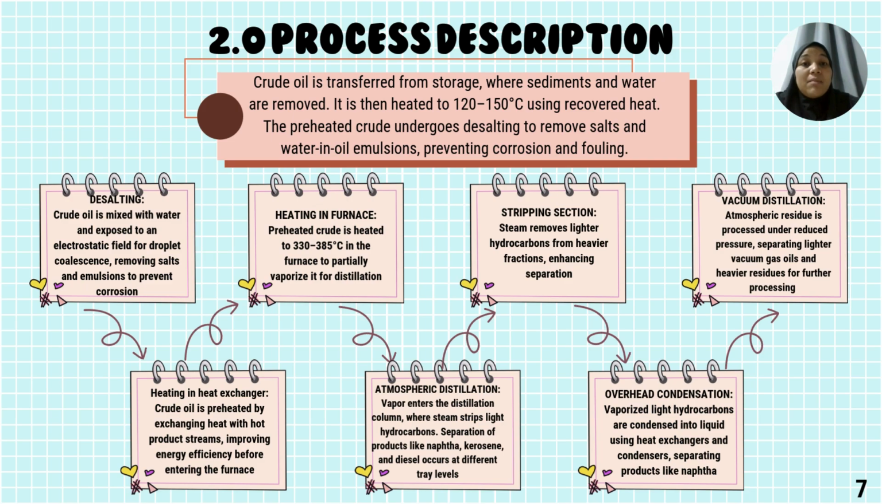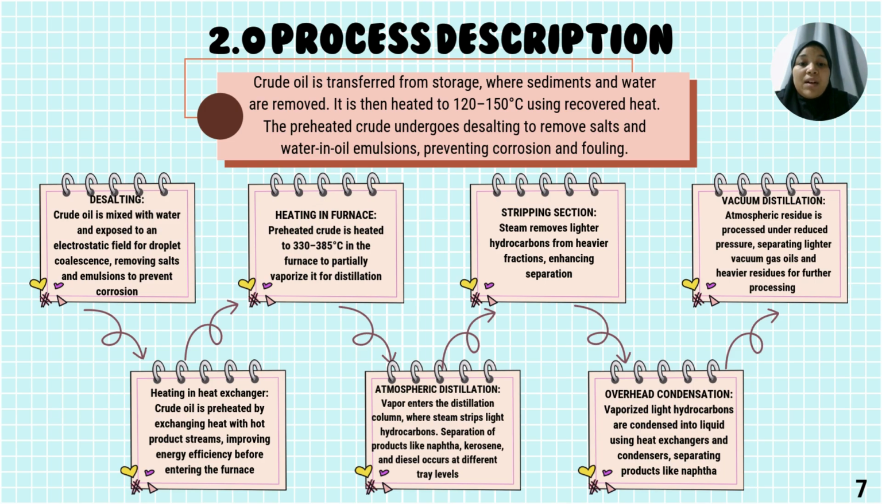For the process description, crude oil is transferred from storage, where sediments and water are removed. It is then heated from 120 to 150 degrees Celsius using recovered heat. The process starts with desalting. Crude oil is mixed with water and exposed to an electrostatic field for droplet coalescence, removing salts and emulsions to prevent corrosion. Next, heating in the heat exchanger. Crude oil is preheated by exchanging heat with hot product streams, improving energy efficiency before entering the furnace. And the next, heating in the furnace. Preheated crude is heated to 330 to 385 degrees Celsius in the furnace to partially vaporize for distillation.